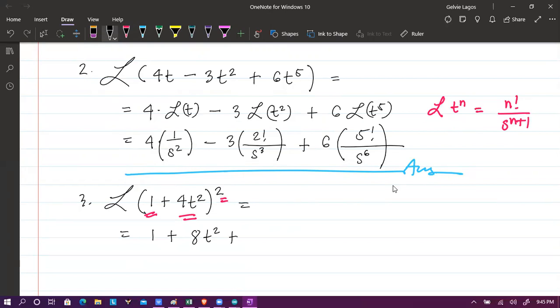Plus we are going to square the last term, which is 16t to the power of 4. And then we are going to take the Laplace transform of the expanded binomial. Okay, now since we already know how to take the Laplace transform of each term, we can just directly solve the Laplace transform of this. Since 1 is a constant, the Laplace transform for that is 1 over s.